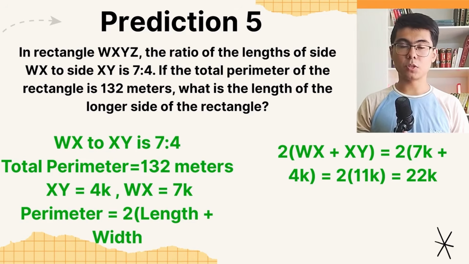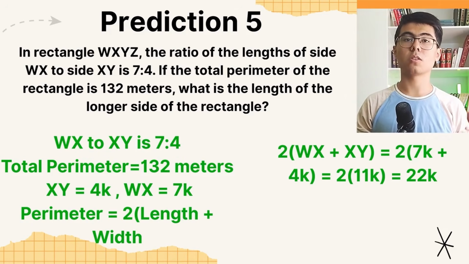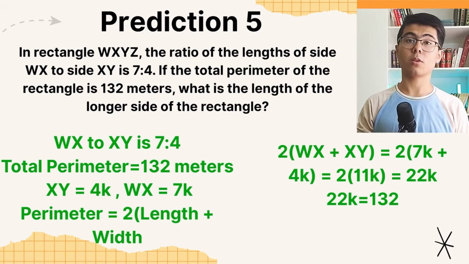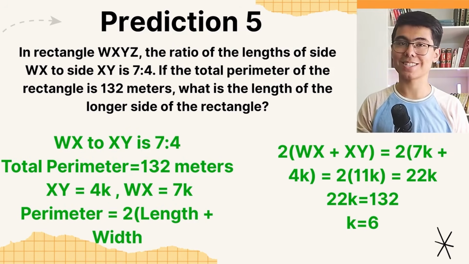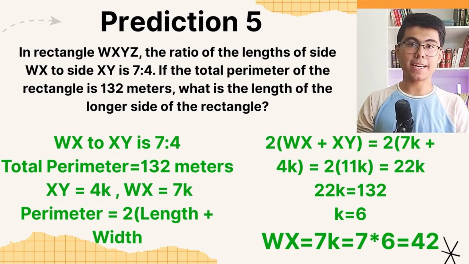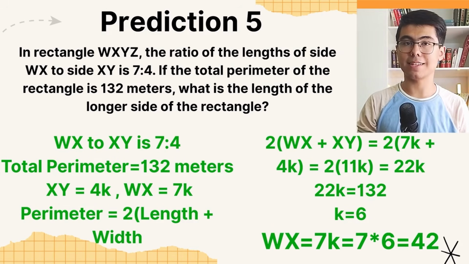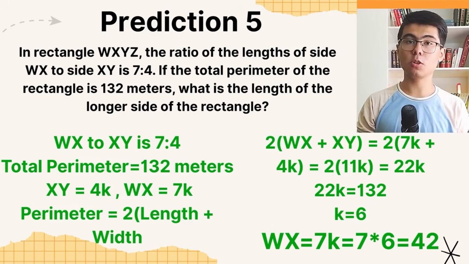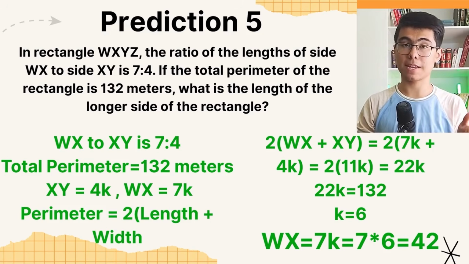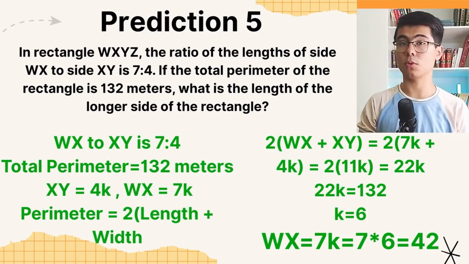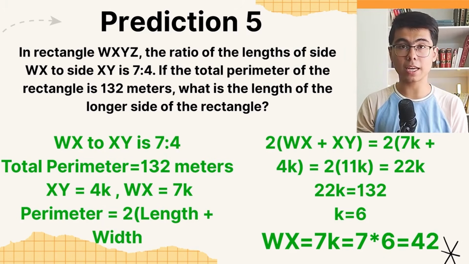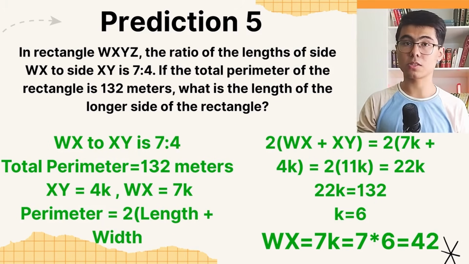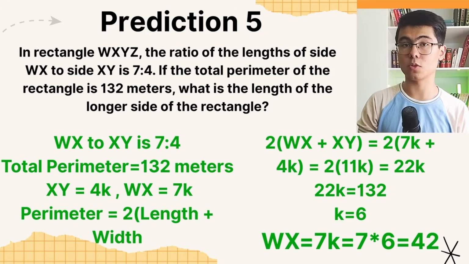And the problem says the perimeter is 132 meters, so we set up the equation 22k equals 132, solving for k equals 6. Now plug k back in to find the actual side lengths. So the longer side WX equals 7k, which is 7 multiplied by 6, which equals 42 meters. And the shorter side XY equals 4k, which equals 24 meters. So the length of the longer side is 42 meters.